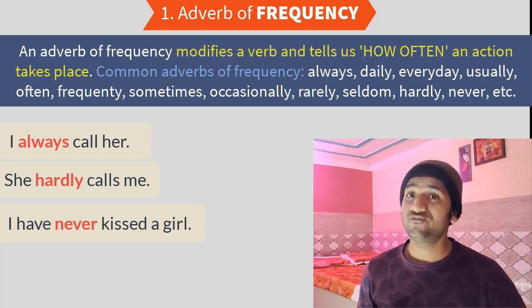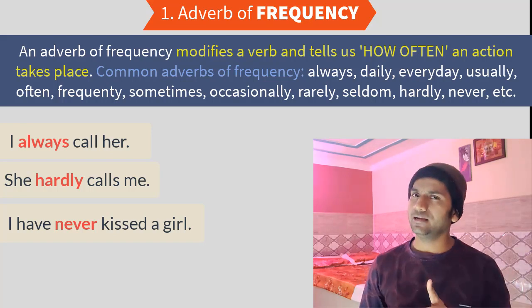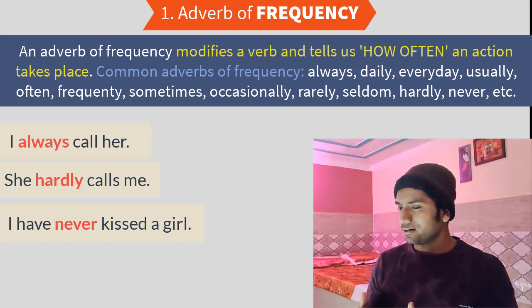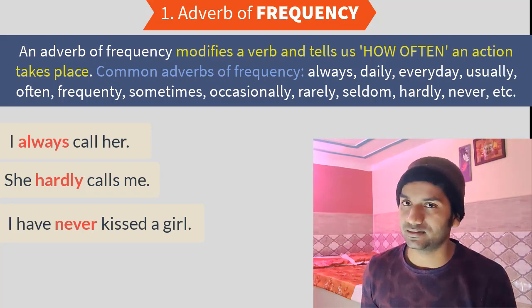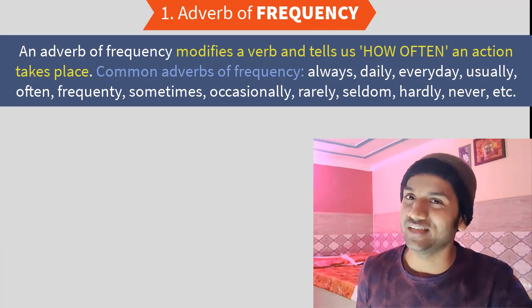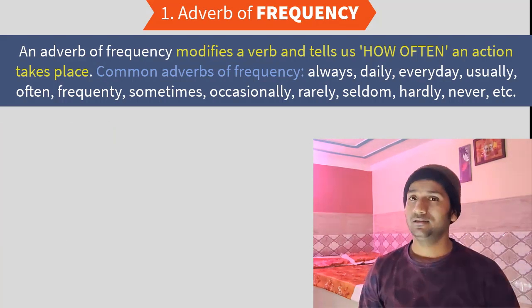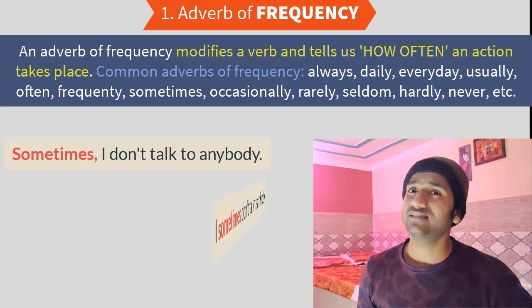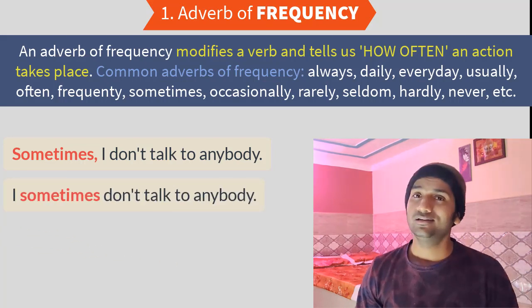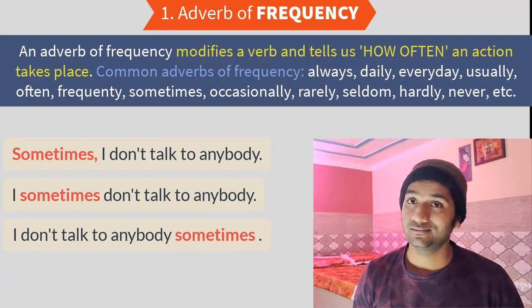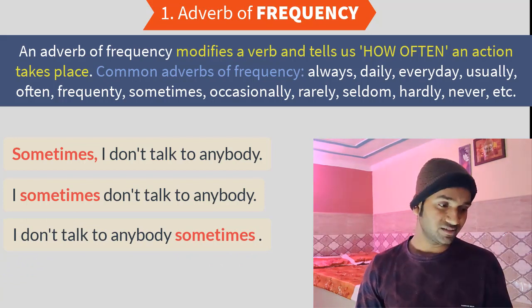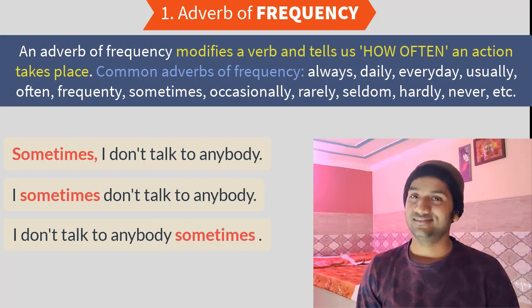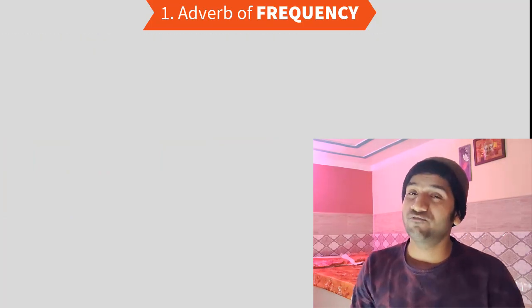So it generally comes before the main verb, but sometimes it can also come in the beginning of a sentence, in the mid, which is before the main verb, and also at the end of a sentence. And sometimes the adverb is one of them. Let me show you an example. Sometimes I don't talk to anybody. I sometimes don't talk to anybody. Or I don't talk to anybody sometimes. See, it's coming in the beginning of the sentence, also coming before the main verb in the mid, and also coming at the end of a sentence. So this is an adverb of frequency.